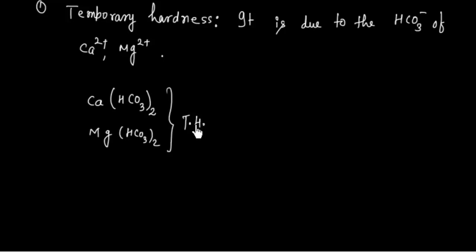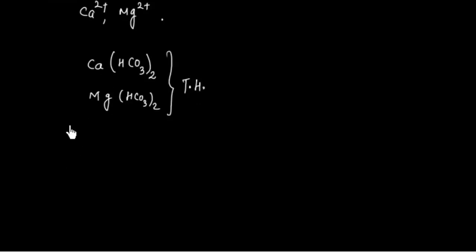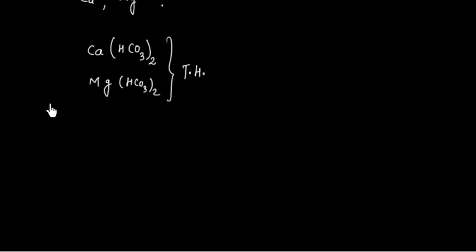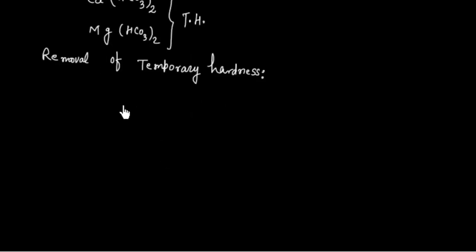Now we can remove the temporary hardness. So we are discussing the ways by which we can remove temporary hardness. The first way is by heating or boiling.